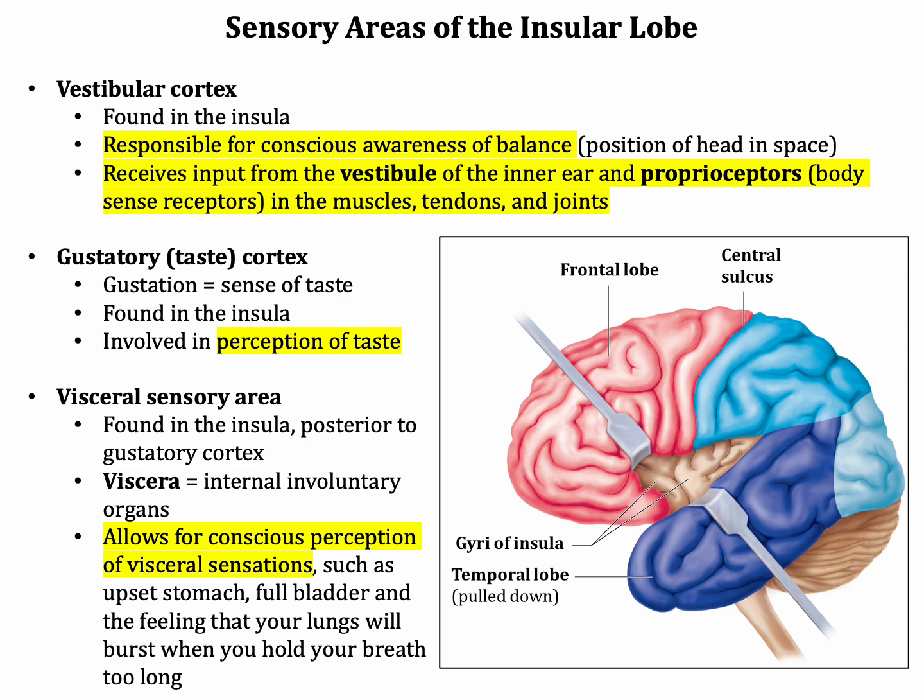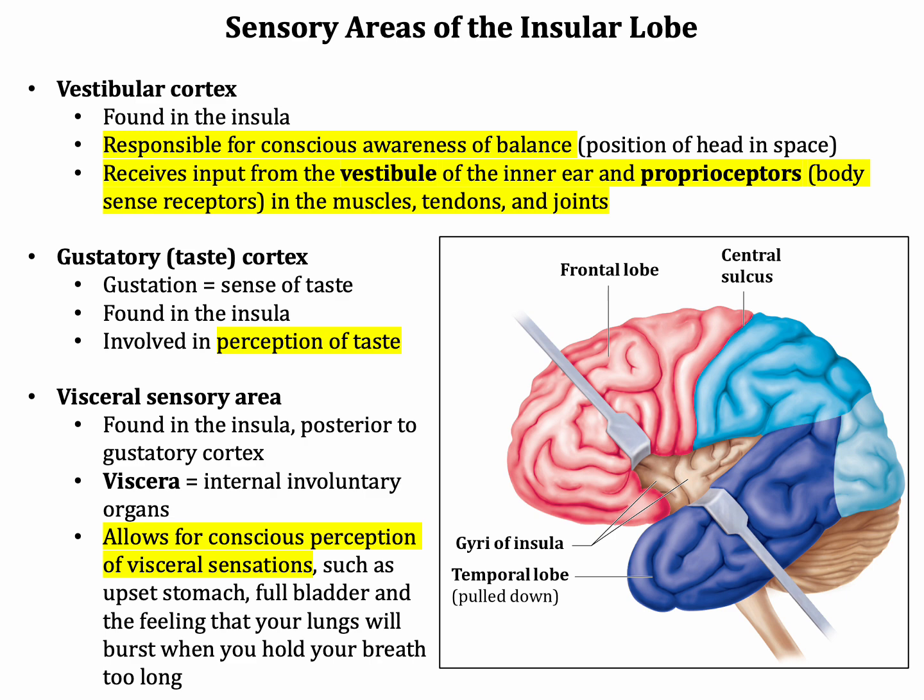There are additional sensory areas located in the insula or the insular lobe. So we have the vestibular cortex. Whenever you see the word vestibular, vestibule, vestibular apparatus, always think about equilibrium and our body's balance. So this area processes sensory input coming from multiple areas so we can have a conscious awareness of our balance and position of head in space. So it receives input from the vestibule in the inner ear. So that includes like our semicircular canal, saccule, utricle. We'll get to that in chapter 15. It includes other proprioceptors out in our muscles, tendons, and joints. So we have a very good understanding of our body's position in space.